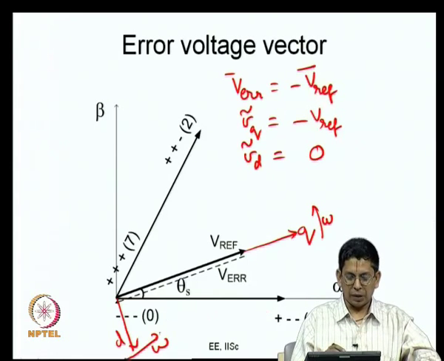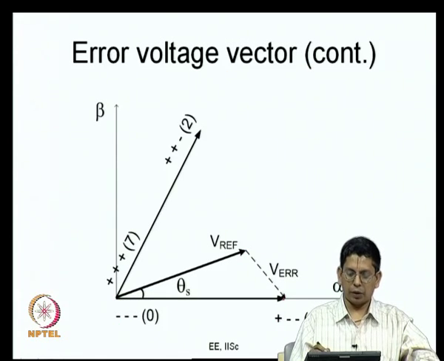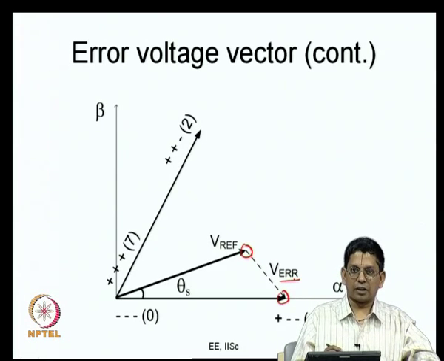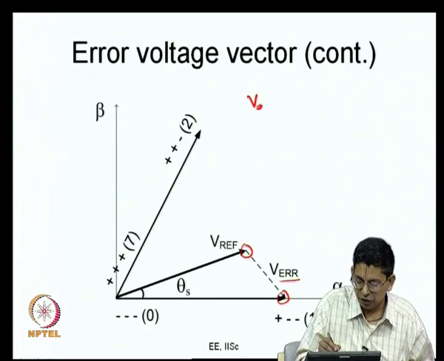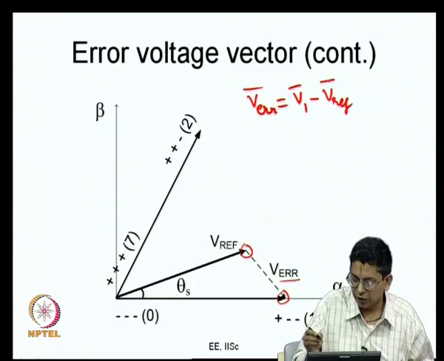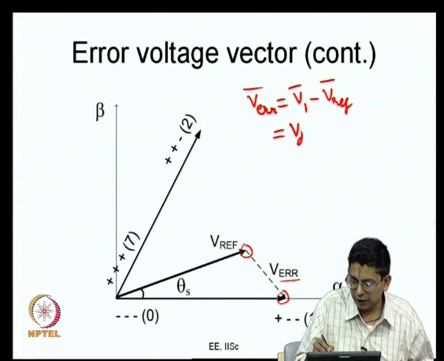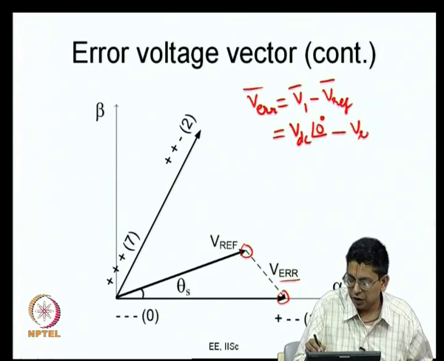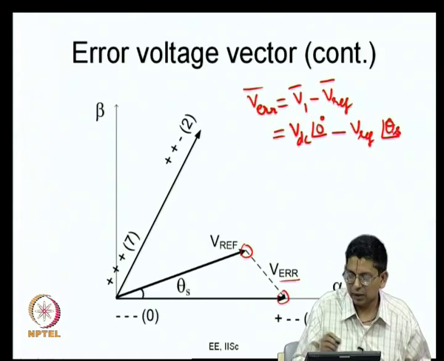So, sometimes you apply the 0 vector and sometimes you apply active vector 1 or active vector 2. Now, let us say you have applied the active vector 1. What you have applied is this, what you want is the reference vector, and therefore there is an error between the two, and that is what is given by this V error vector. So, what is this V error vector in this case? V error vector is equal to V1 vector minus VREF vector. The other way I can write it is V1 vector is VDC angle 0 degree in the alpha beta plane, like in polar coordinates, and minus V reference angle theta s, as written here.